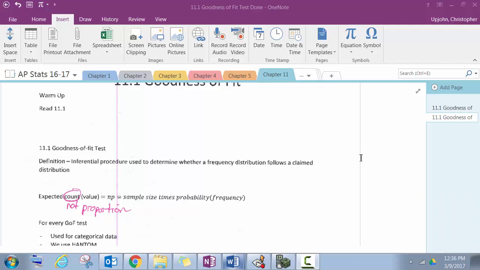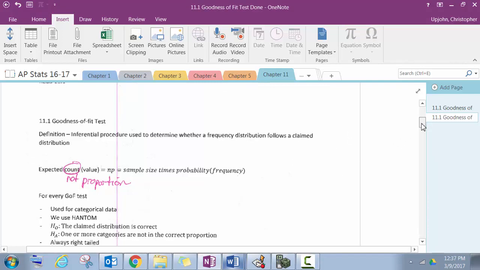Here's 11.1, goodness of fit test. So the warm-up was to read 11.1. Hopefully you've done that. So what are we doing? It's an inferential procedure, which is using stuff from a sample to make a conclusion about a population, used to determine whether a frequency distribution follows a claimed distribution. So are the proportions what they say they are? So instead of one proportion, it'll be many proportions.